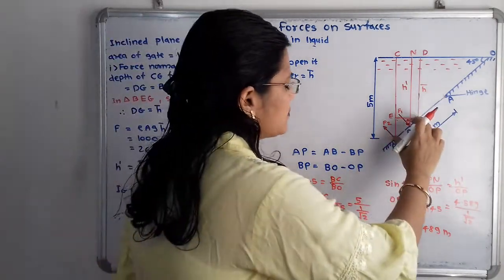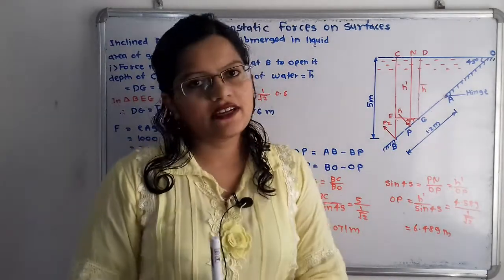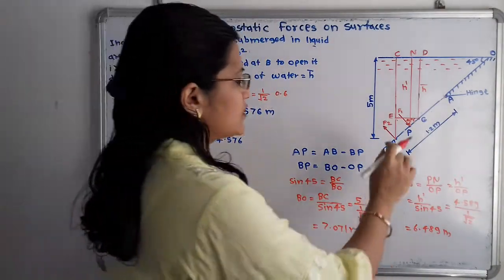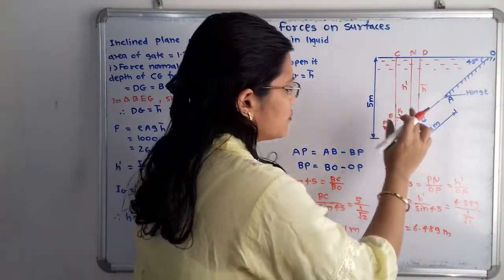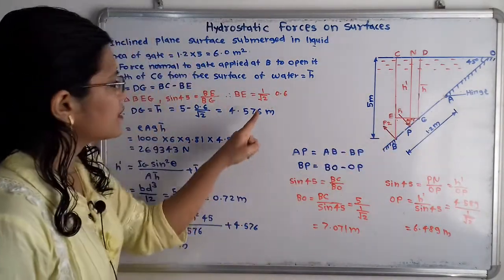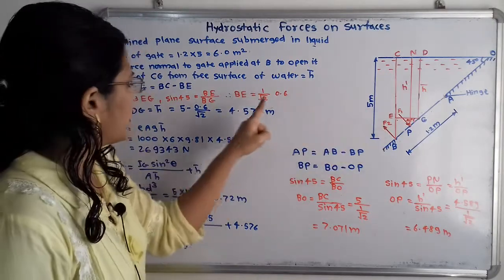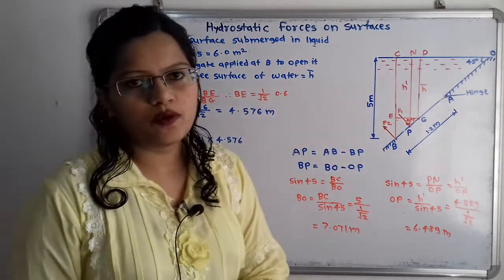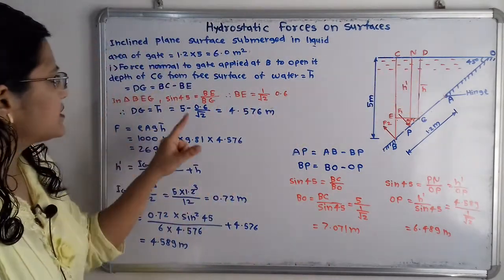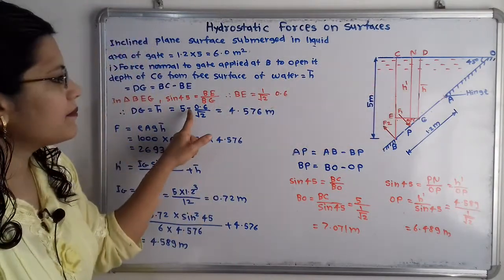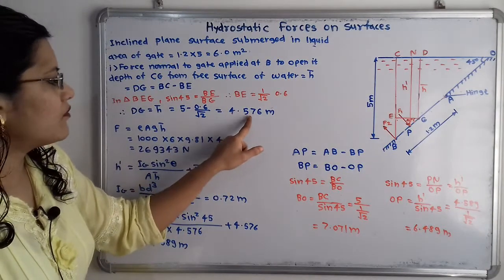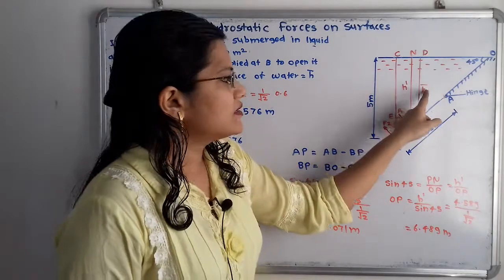So what is the distance BG? That is, G is at the center point. So here 1.2 divided by 2, that is equal to 0.6 meter is the distance from this point B to point G. So from this we can find out this BE. So BE is equal to sine of 45, that is 1 by root 2, multiplied by 0.6. So when we put this value, we will get the distance DG, which is equal to this BC, that is 5, minus this BE, that is 0.6 by root 2, which is equal to 4.576 meter. So now this h bar is known.